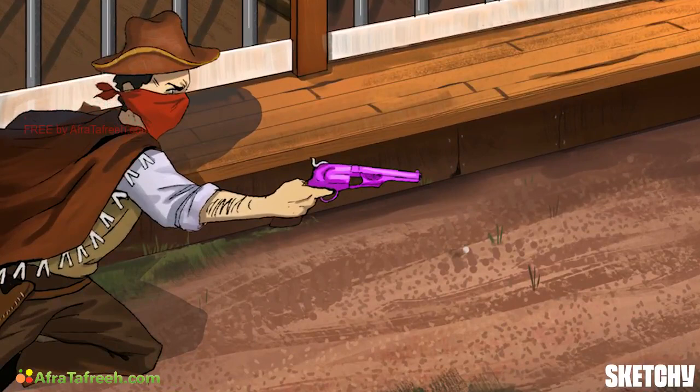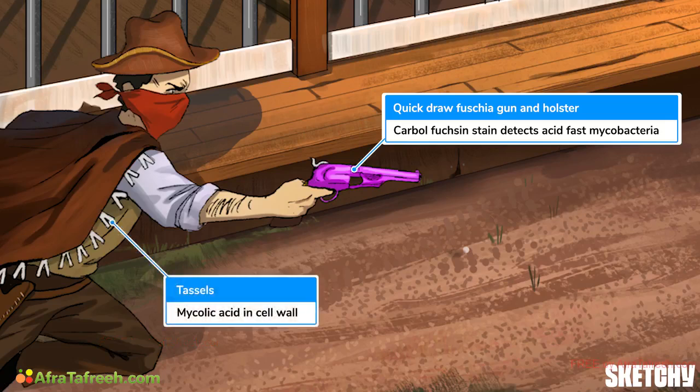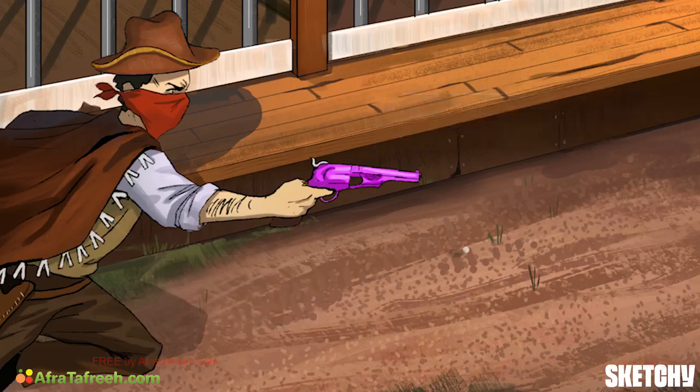with some general features of all the non-tuberculous mycobacteria species. We've met this man before, and just like all of our other encounters, his quick-draw fuchsia-colored gun is a reminder that the carbofuchsin stain detects acid-fast mycobacteria. The tassels of his cloak and chaps represent the mycolic acids that are present in Mycobacterium's cell wall, which are responsible for taking up the acid-fast stain.